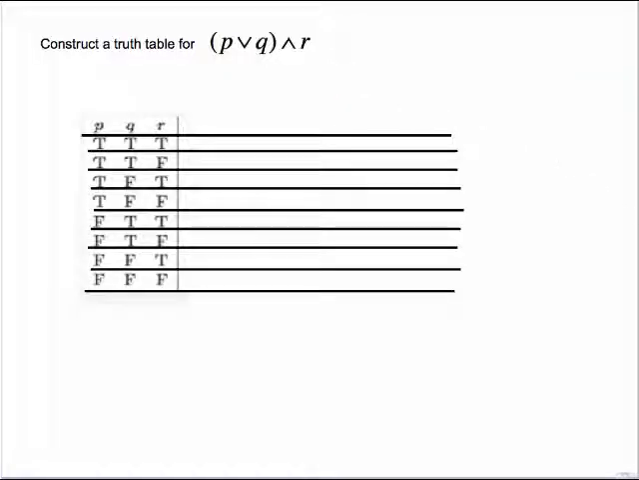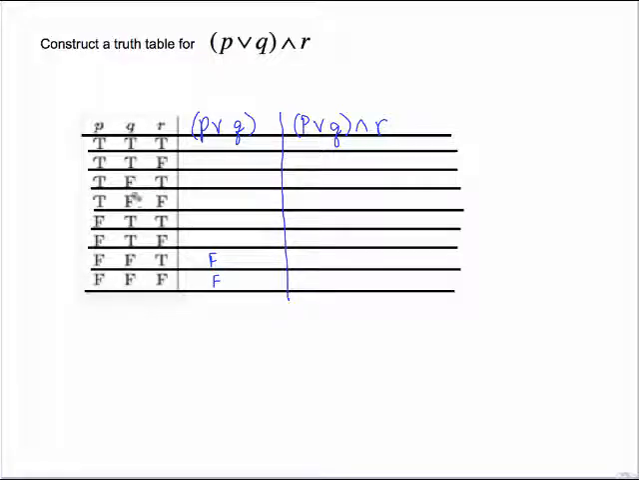Another truth table here. What are our components? P, Q, R, we don't have any negations to do. We just have to do a P or Q. Then our other column will be the statement itself, P or Q and R. So when do you have a false for OR? The only time you have a false for an OR statement is if both of those are false. So where do we have two falses? Right here.